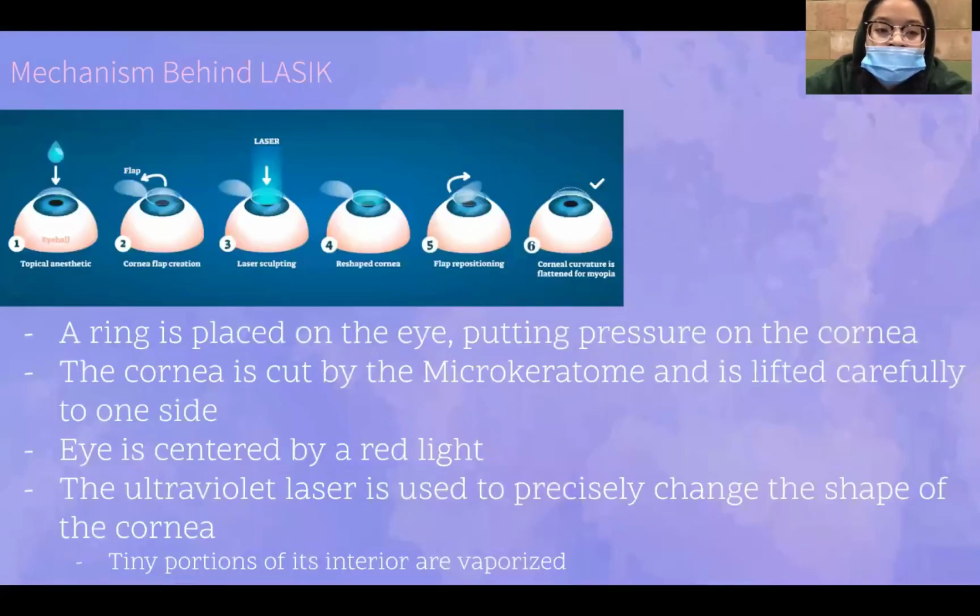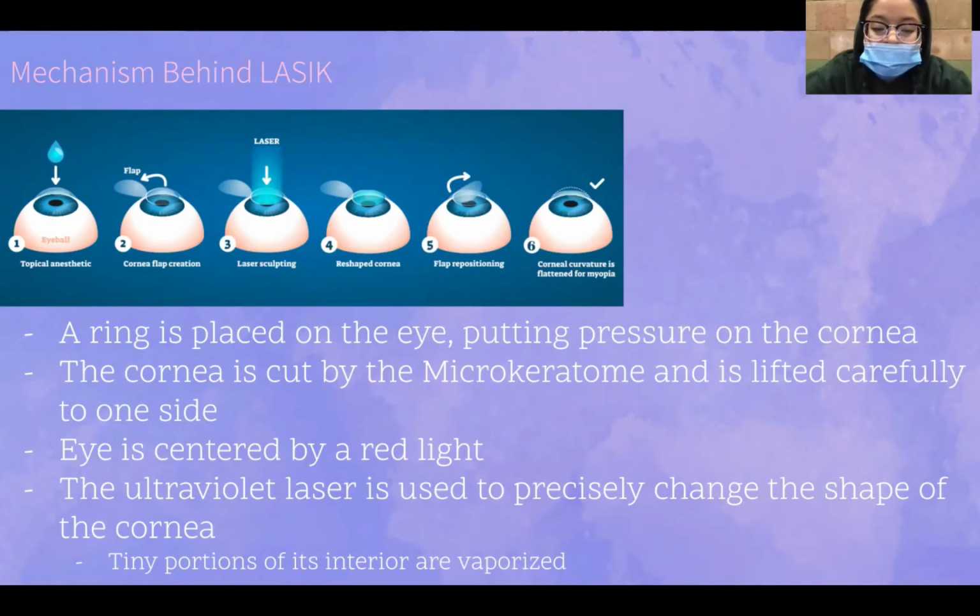Now the mechanism behind LASIK, the actual procedure. A ring is placed on the eye, putting pressure on the cornea. The cornea is cut by the microkeratome and is lifted carefully to one side. The eye is centered by a red light. The ultraviolet laser is used to precisely change the shape of the cornea.